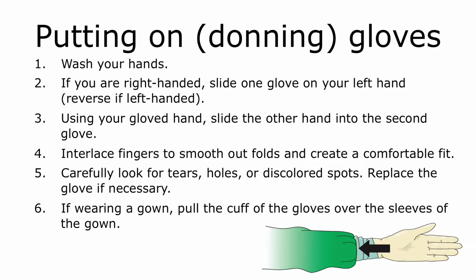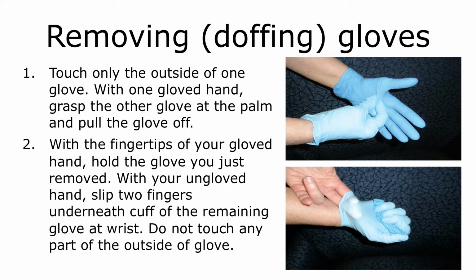Now, if you're wearing a gown, remember, pull the cuff of the gloves over the sleeves of the gown. Now, when we're removing gloves, touch only the outside of the glove with one hand. Grasp the other glove at the palm and pull the glove off. With the fingertips of your gloved hand, hold the glove you just removed. With your ungloved hand, slip two fingers underneath the cuff of the remaining glove at the wrist. Do not touch any part of the outside of the glove because that's dirty.